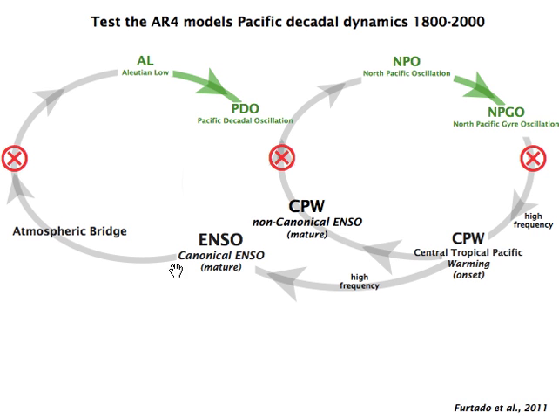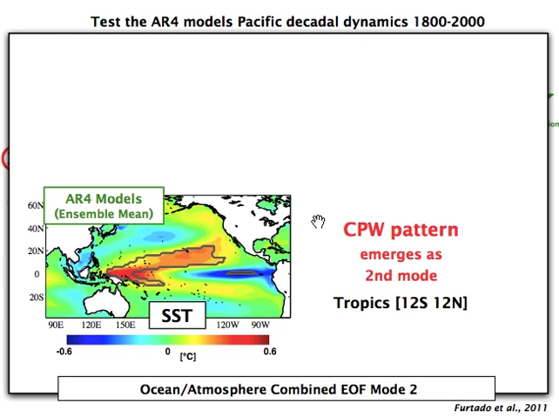Now this decoupling has already been discussed in some literature concerning the El Nino Southern Oscillation link to the Aleutian low and PDO. We just documented the fact that also in this second system, including CPW, NPO, and NPGO, these links are non-existent. Now one possible explanation is that the Central Pacific warming pattern of these models is not quite the same as the observation.